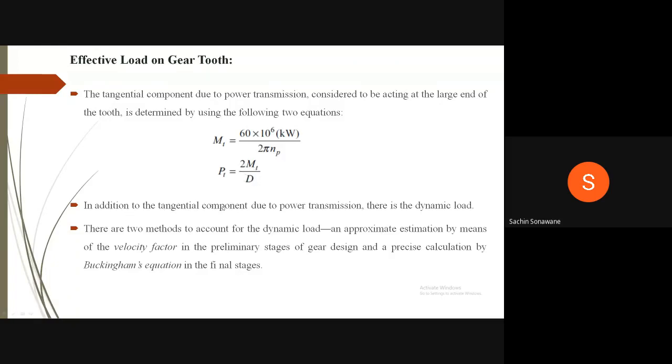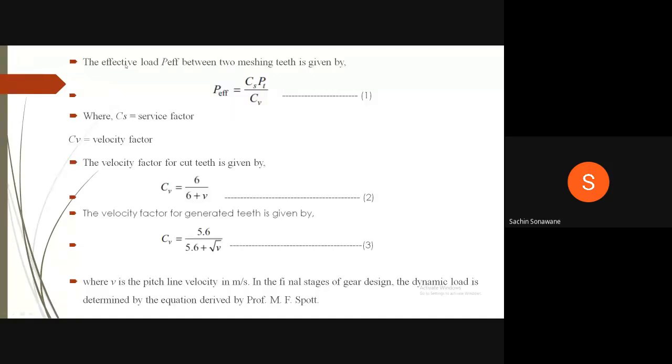In addition to the tangential component due to power transmission, there is the dynamic load. There are two methods to account for the dynamic load: an approximate estimation by means of the velocity factor in the preliminary stages of gear design, and a precise calculation by Buckingham's equation in the final stages. The effective load P effective between two meshing teeth is given by P effective = Cs Pt / Cv, equation 1, where Cs is the service factor, Cv is the velocity factor.